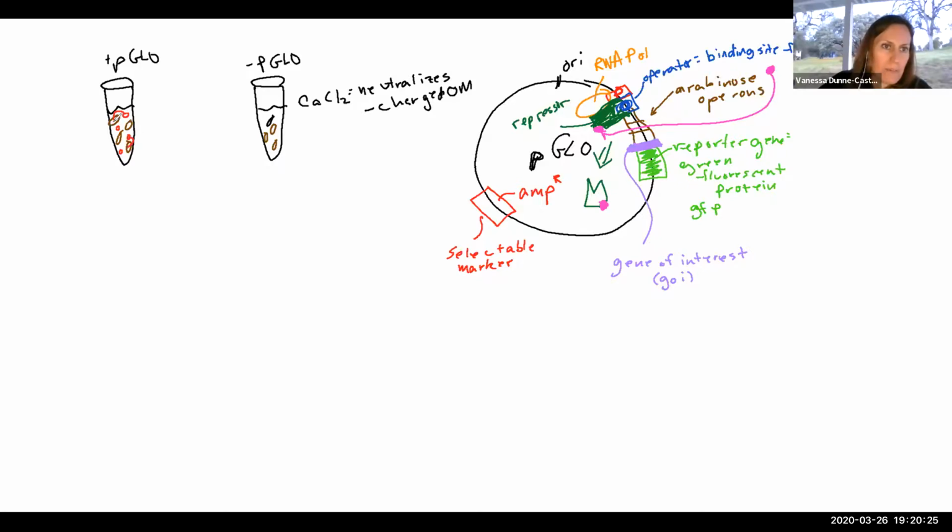So let me give you a couple of examples of what this might look like. Here's a couple of examples of bacterial cells that took up the plasmid and some that don't. Now remember, the negative tube has no pGLO in it at all, so you would not expect to see anything transformed here. For both of these, we plated them on selective and differential media. Okay, so let's look at what this looks like.